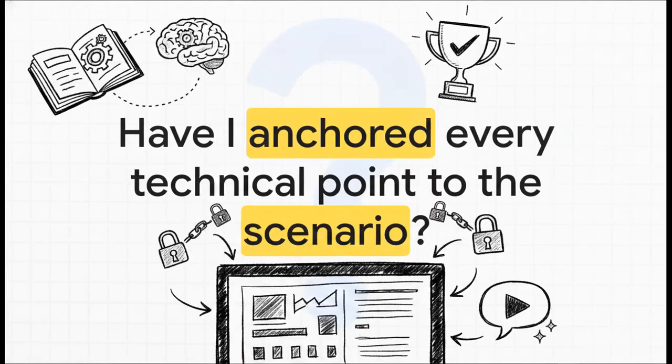So keep this framework in mind and never let a generic cold open answer cost you a grade again. Before you write a single word in your next paper, I want you to ask yourself, have I anchored every technical point to the specific scenario provided? Are your current study notes actually preparing you to evaluate a system or just define it?